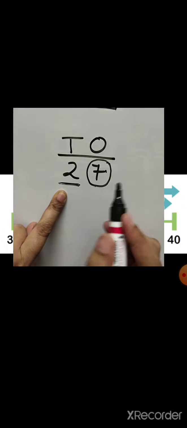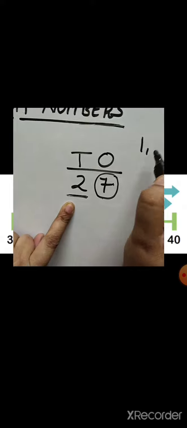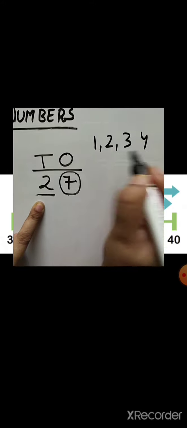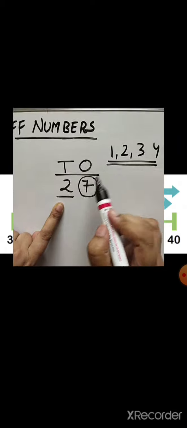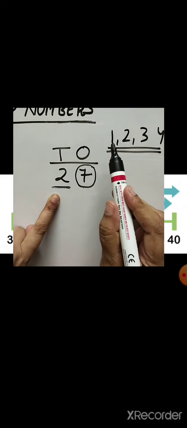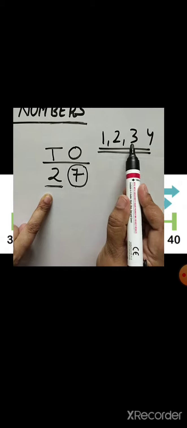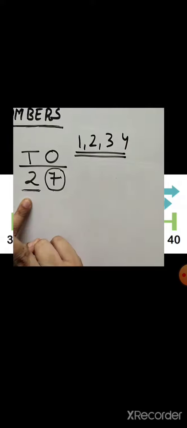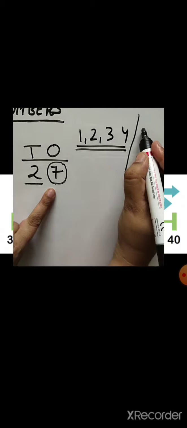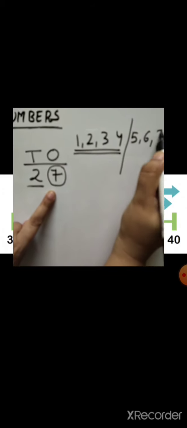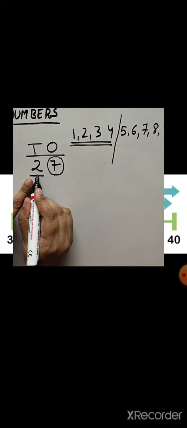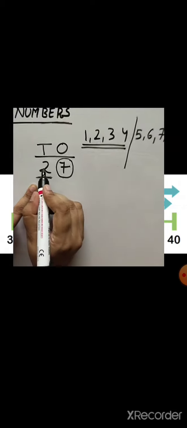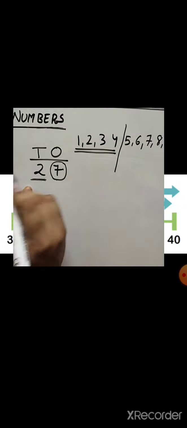If at ones place the number is either 1, 2, 3 or 4, then the tens place does not change. It does not change. But if on ones place the numbers are 5, 6, 7, 8 and 9, then this number will change. How it will change? You have to add 1 to this number. Whatever the number is, add 1.